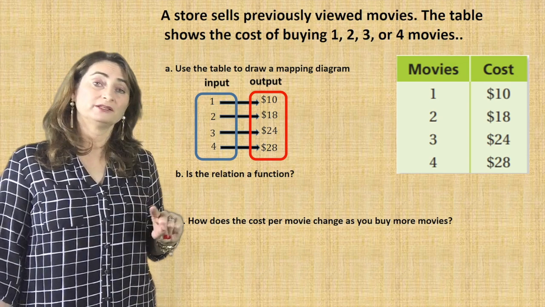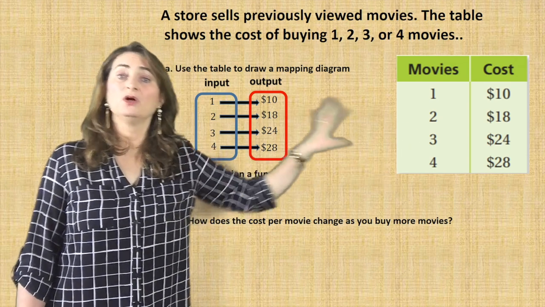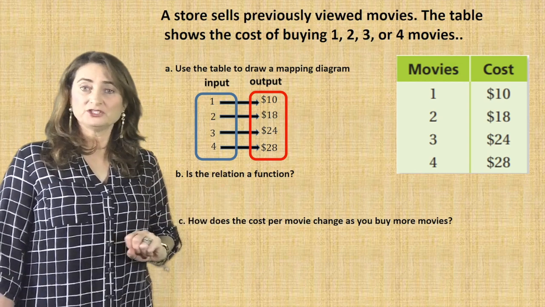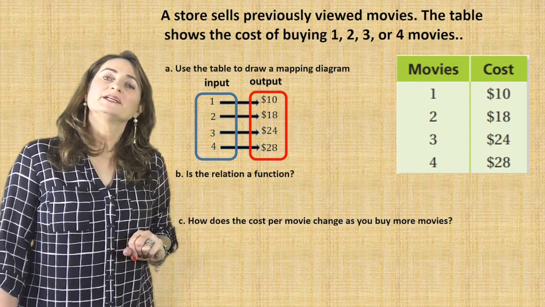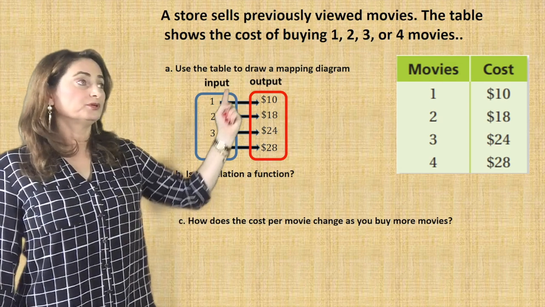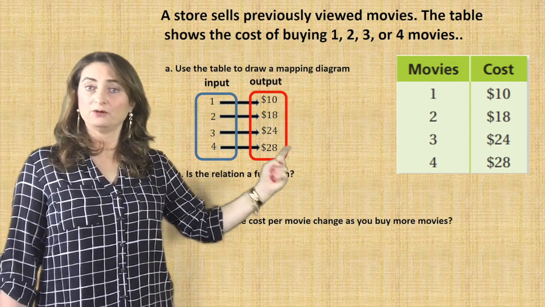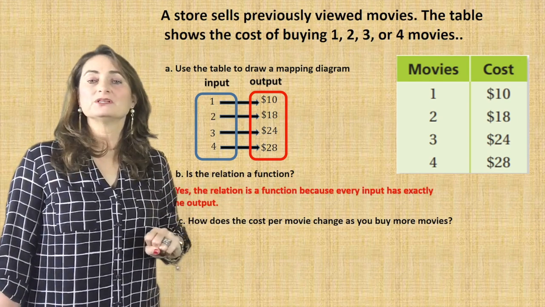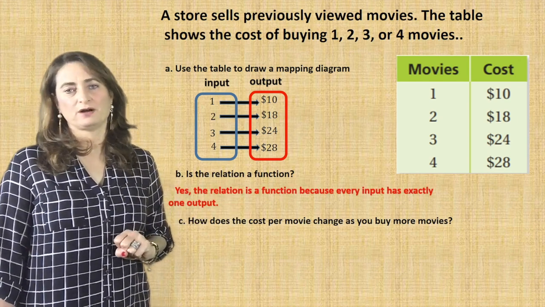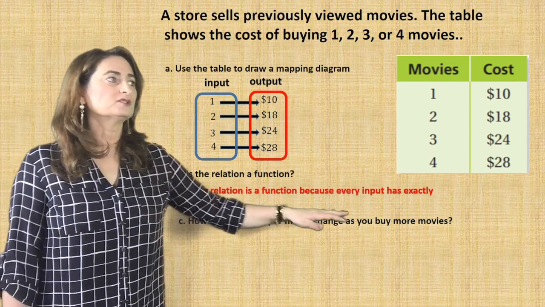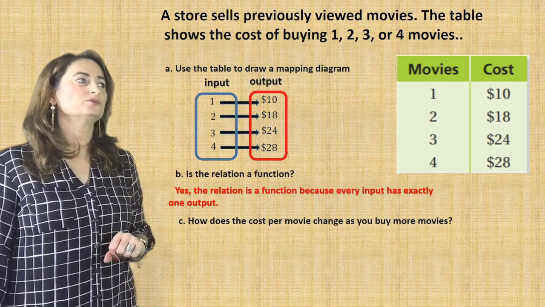So know that a relation is represented by a table or a mapping diagram. Now, is the relation a function? Ask yourself again, does every input have exactly one output? Does every input pair with exactly one output? Yes, the relation is a function because every input has exactly one output. Since the relation is a function, how does the cost per movie change as you buy more movies?